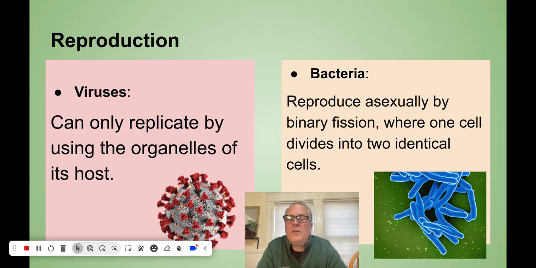And now, as far as reproduction, viruses are only able to replicate when they infect a host. They need to use the organelles of that host in order to be able to reproduce. Now, bacteria, they can reproduce on their own. They reproduce asexually by a process called binary fission. And what this does is produces two identical copies of cells. So you can see how quickly they may be able to reproduce if they can double their population every time they reproduce.